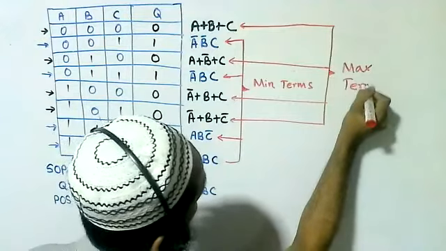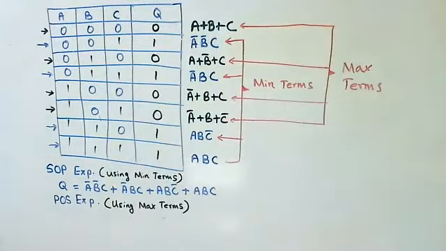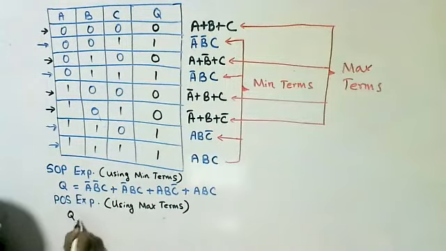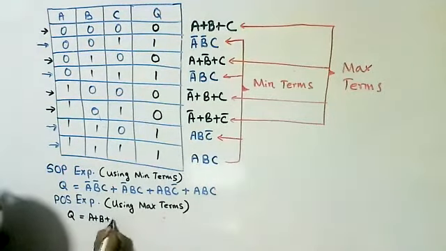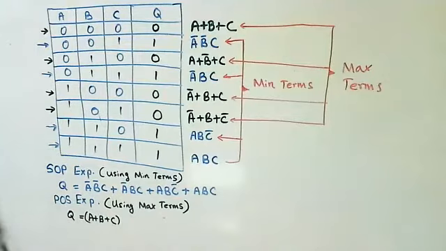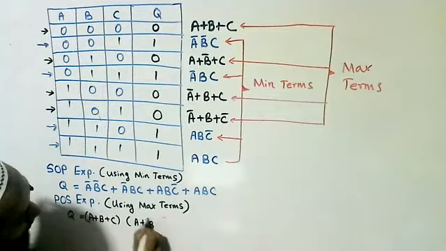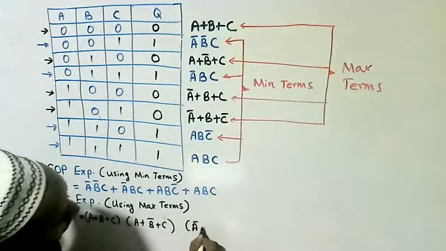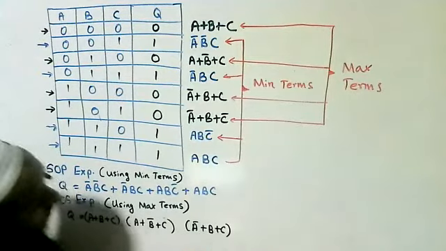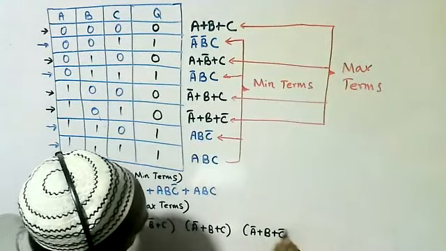Max terms. Okay, these are min terms. These are max terms. Okay, correct. Right, I'm going to create the POS expression. So Q equal first max term a plus b plus c. We have to use the brackets there. And second max term a plus b bar plus c. Third max term a bar plus b plus c. The last max term a bar plus b plus c bar.